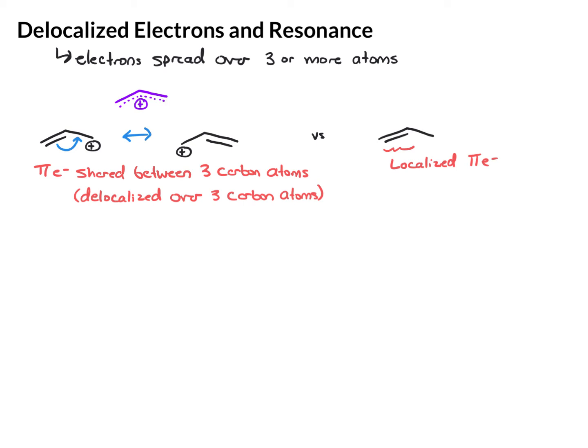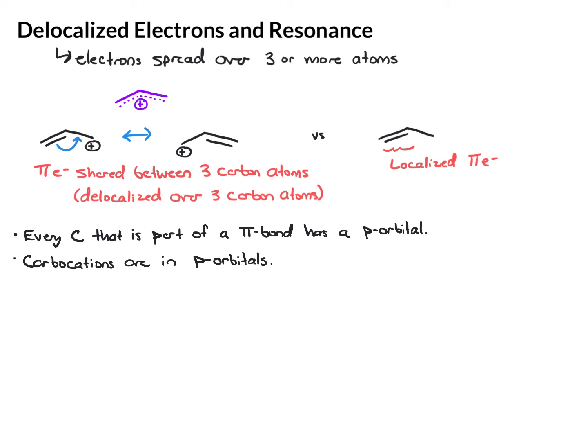Now let's tie this into an understanding of p orbitals. All right, the first point is that every carbon that's part of a pi bond has a p orbital. So that's going to be easy to pick out. The second point is also pretty easy. Carbocations are in p orbitals. The third point is the one that will give us a little bit of trouble and takes a bit more reasoning, has to do with lone pairs and carbanions. Sometimes they're in p orbitals. And we're going to spend some time looking at how to figure that out.